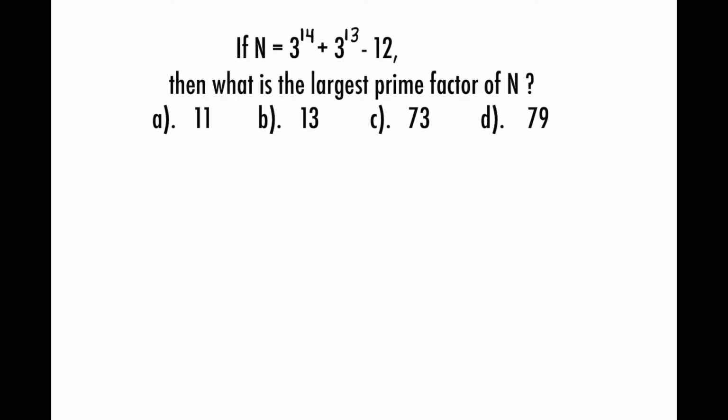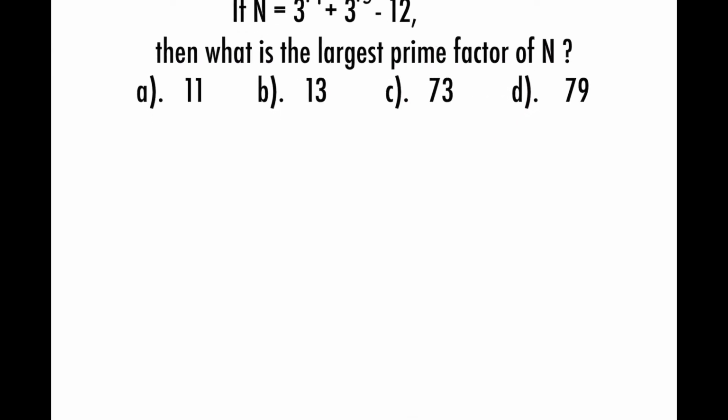If n equals 3 raised to the power 14 plus 3 raised to the power 13 minus 12, then what is the biggest prime factor of n? Four options are given: 11, 13, 79, 73.